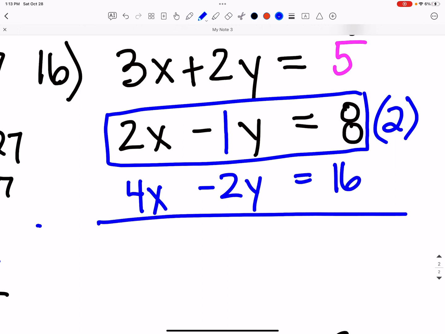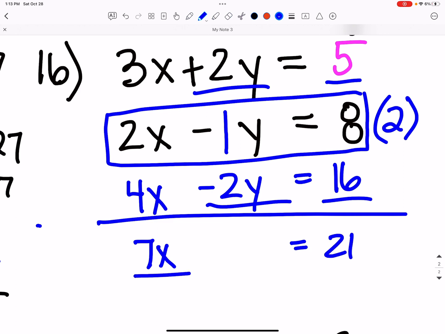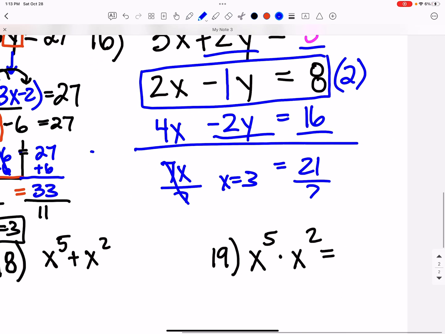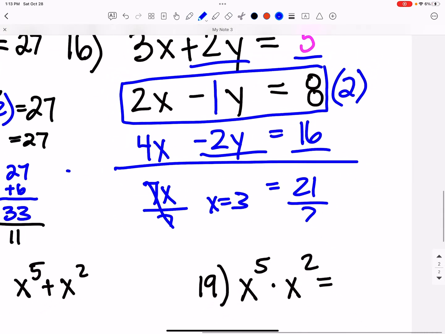All right, let's add these together. 3x's and 4x's, 7x's. 2y's and negative 2y's, nothing, they're dead. Equals 5 and 16 is 21. Top versus bottom to 7. X equals 3. Okay, so we've got x equals 3, but we got to plug it in somewhere.